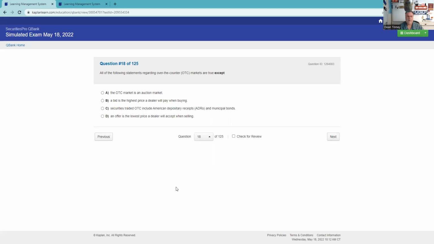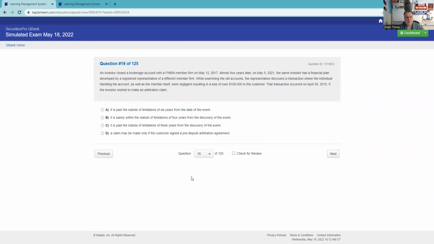All the following statements regarding the over-the-counter markets are true, except. You should definitely know that the OTC market is not an auction market. The auction order-driven market on your exam is exchanges, not the over-the-counter market. A bid is the highest price a dealer is willing to pay. Yeah, as a dealer or market maker, I buy at my bid. That's true. Securities that trade over the counter include ADRs and municipal bonds. Yes, that is true. All bonds trade over the counter. The offer is the lowest price at which a dealer will accept when selling. Yes, as a dealer or market maker, I sell at my offer or my asking price. And so the answer is A.